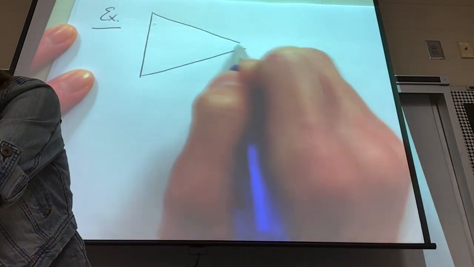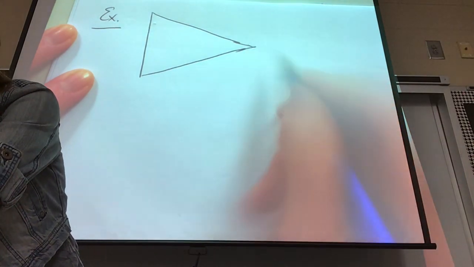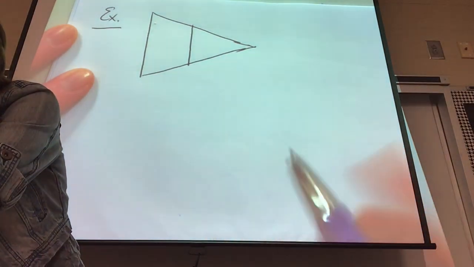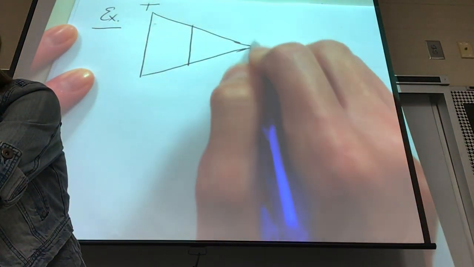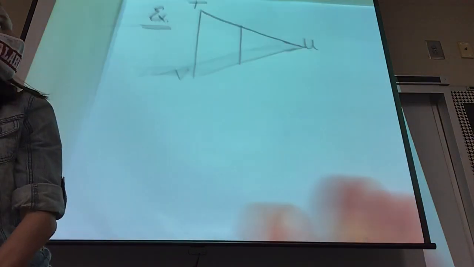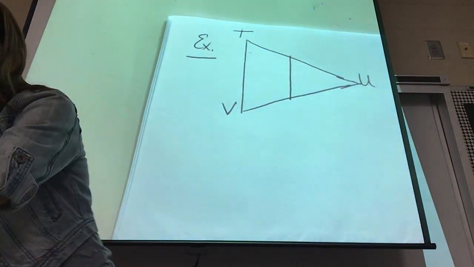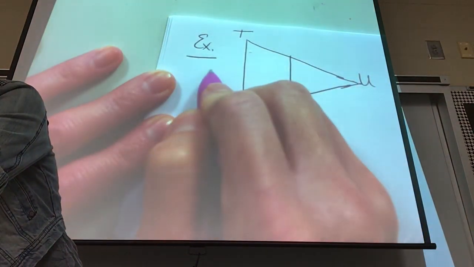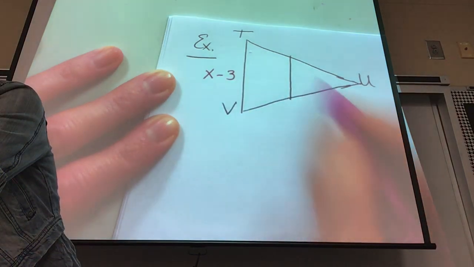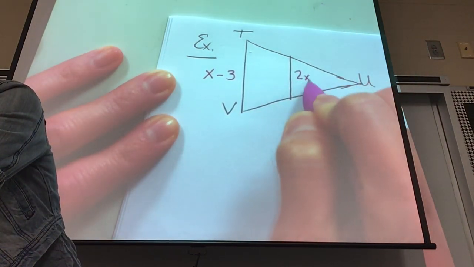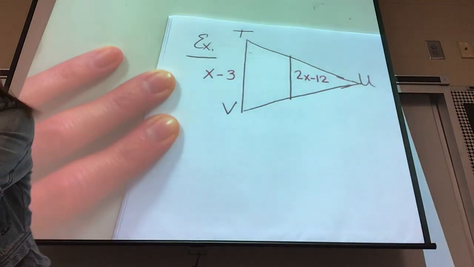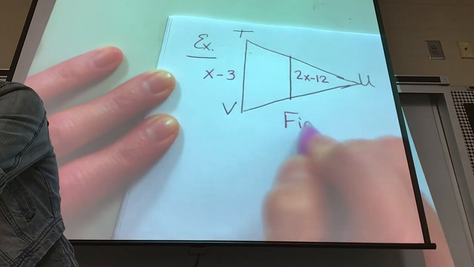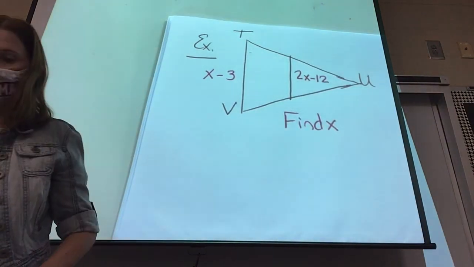Okay, so this time they're going to turn our triangle. Okay, so here's our triangle this time. We know that this is x minus 3, and we know this is 2x minus 12. So again, I need you to find x.